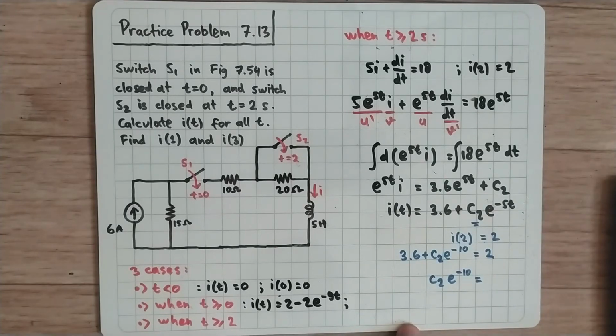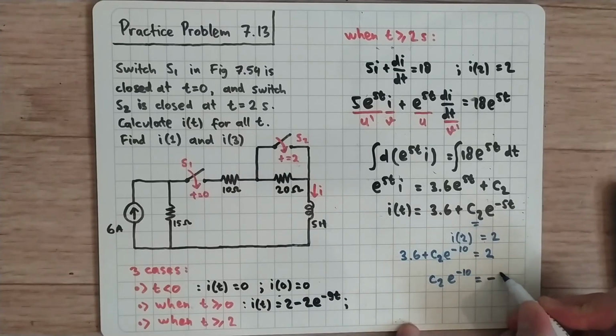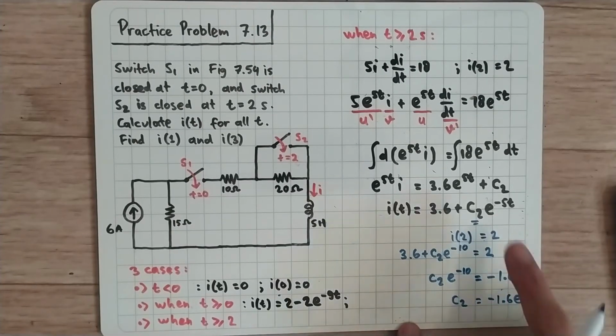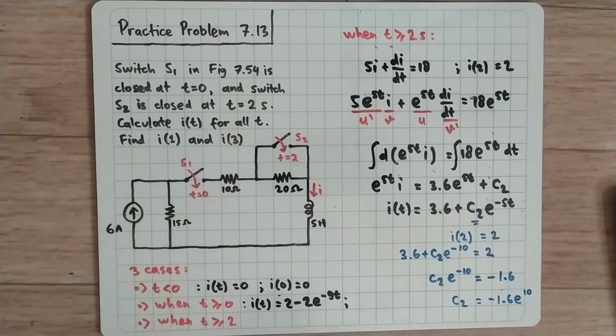2 minus 3.6, that is minus 1.6. So I will have C2 here is minus 1.6 divided by e to the minus 10, or I can rewrite that as minus 1.6 e to the 10. Okay, now we need to plug in this C2 into this function. Okay, our whiteboard is full. Let's erase this and continue.